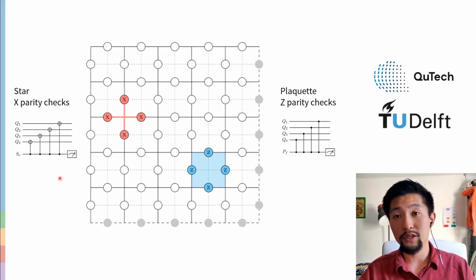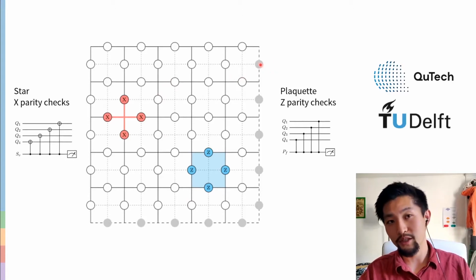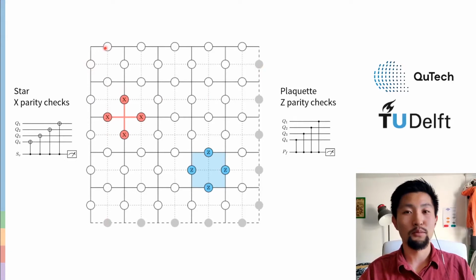Now the surface code that you're looking at here is a toric code. It's a torus. So we have periodic boundary conditions, where this qubit, the grayed out one, is exactly the same qubit as this one, and this qubit is the same qubit as that one. So periodic boundary conditions.